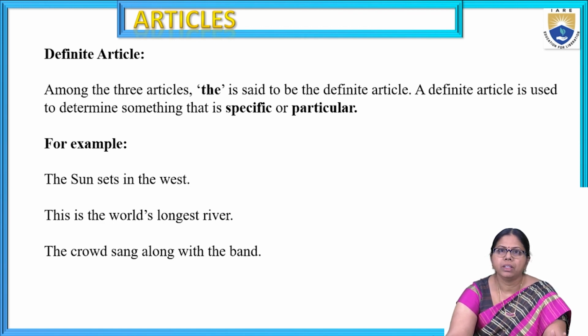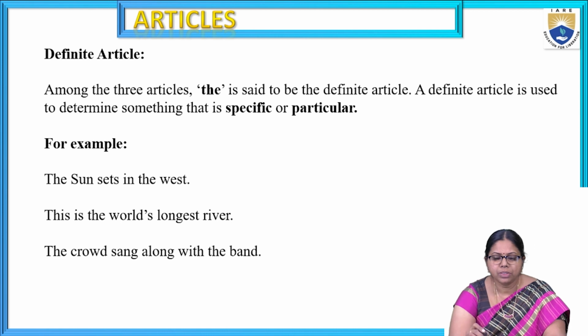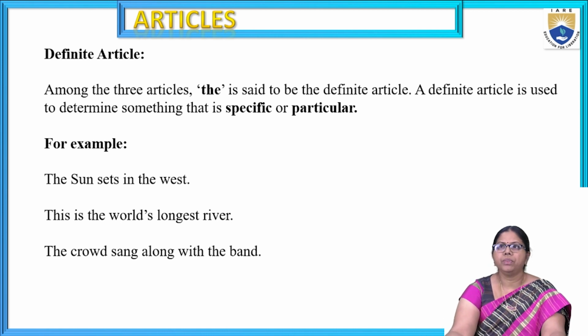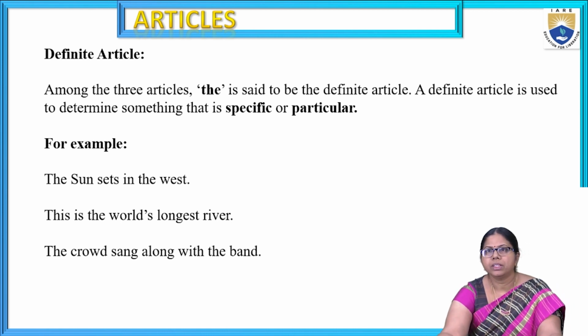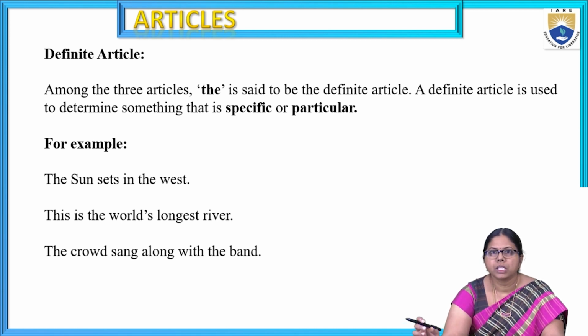Once again I repeat, a is used before a consonant sound and an is used before a vowel sound. Next, the definite article the. Among the three articles, the is said to be the definite article. Why do we call it a definite article? Because we use this article before specific nouns, definite nouns.